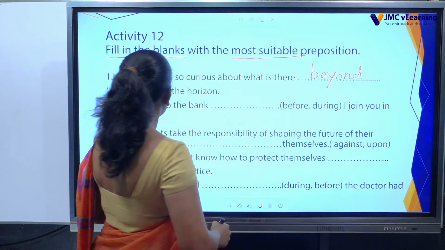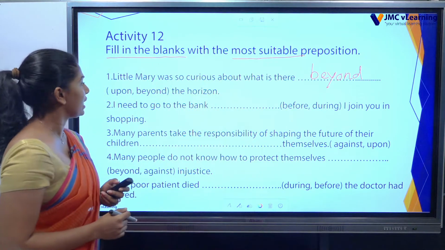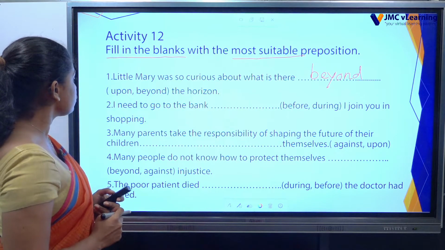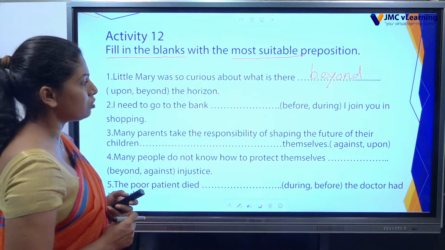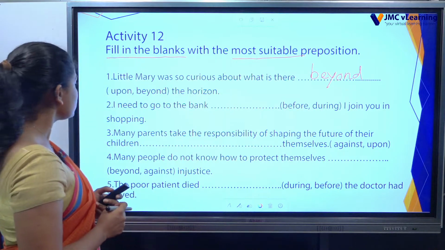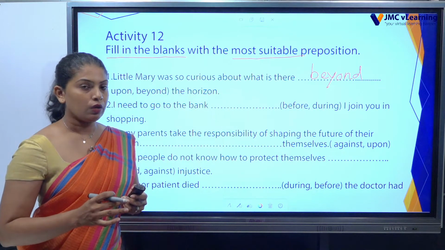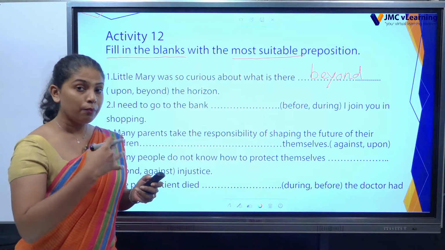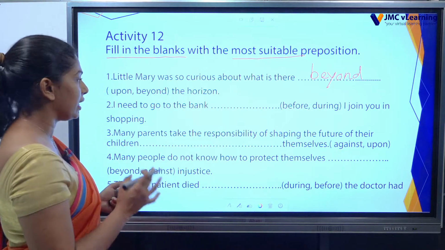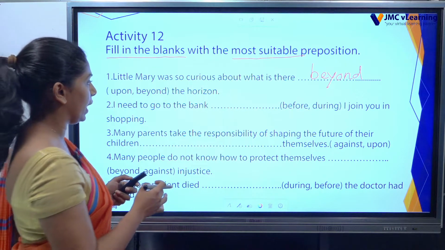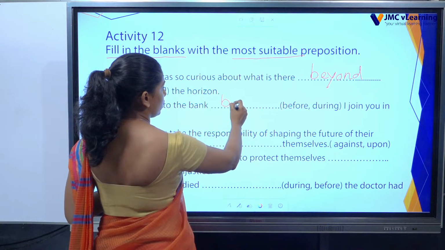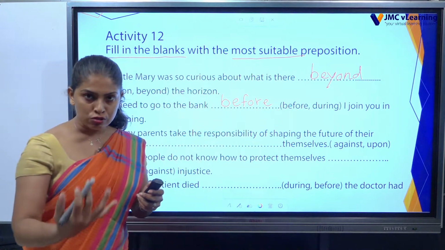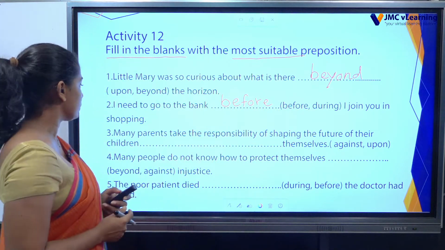Then little Mary was so curious about what is there beyond the horizon. Okay, then, I need to go to the bank before I join you in shopping. Normally it says not during, that action happens before that, she wants to go. So I need to go to the bank before I join you. Before going for shopping, I want to join with you. So that is the answer for that.